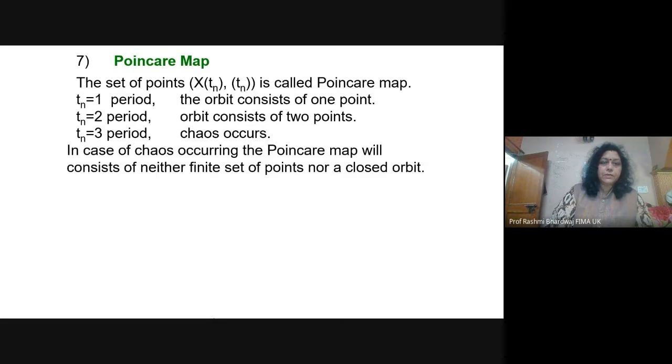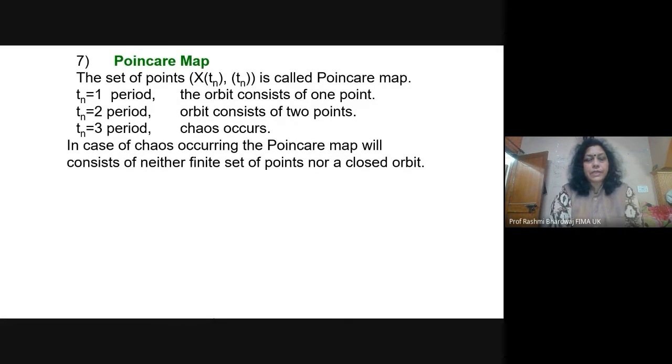Poincare map, basically it is a set of points x(tn) versus tn. It is called the Poincare map. If tn is 1 period, then the orbit always consists of 1 point. If it is 2 period, it consists of 2 points. But if it is 3 period, then chaotic motion always occurs. So in case of chaos occurring, the Poincare map will consist of neither a finite set of points nor a closed orbit.